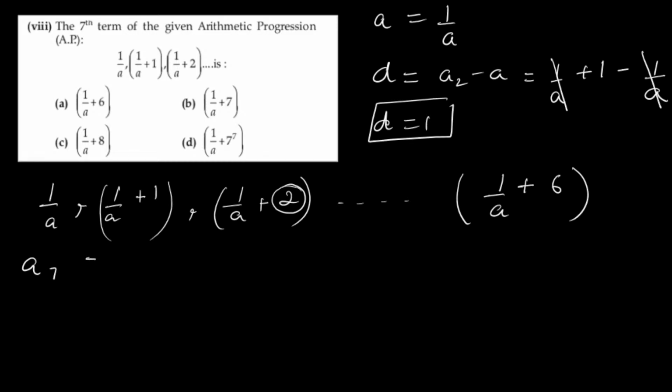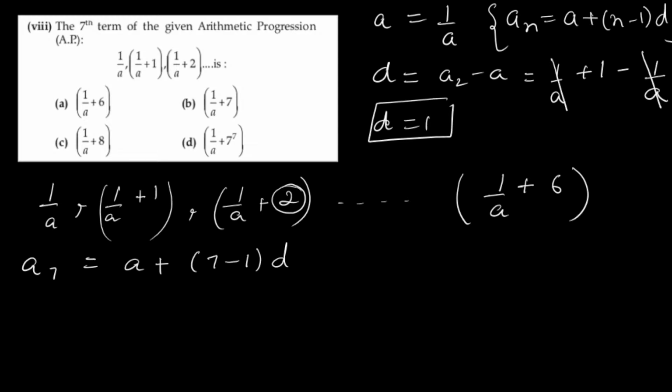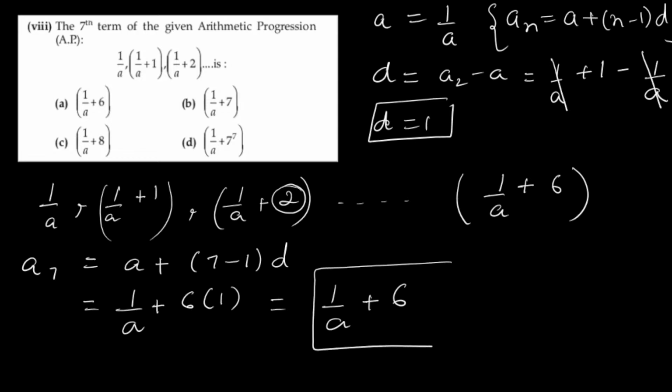So A7 is equal to A plus 7 minus 1 into D. I'm just applying the general formula, AN is equal to A plus N minus 1 into D. I hope you all remember the general formula of AP. A's value is 1 by A plus 6 into D. D is 1, so like this also we'll get 1 by A plus 6. So A7 is equal to 1 by A plus 6.